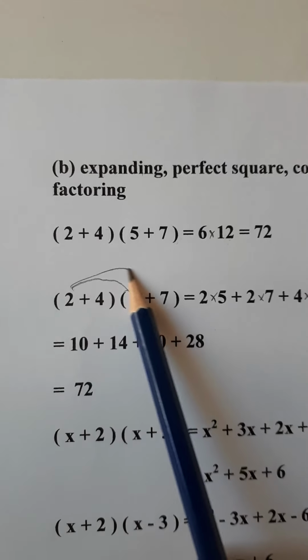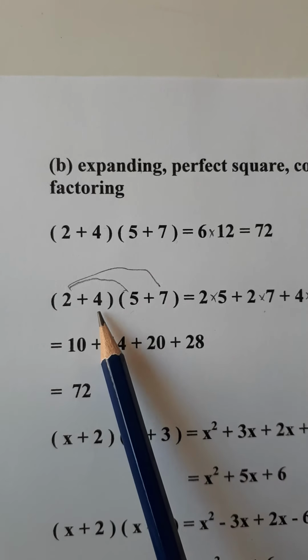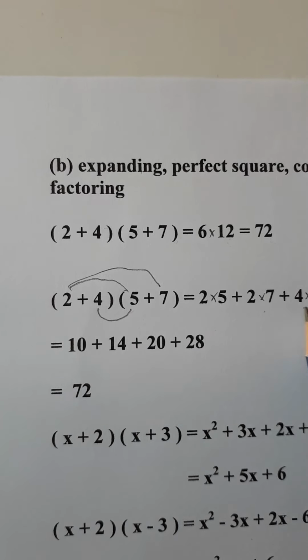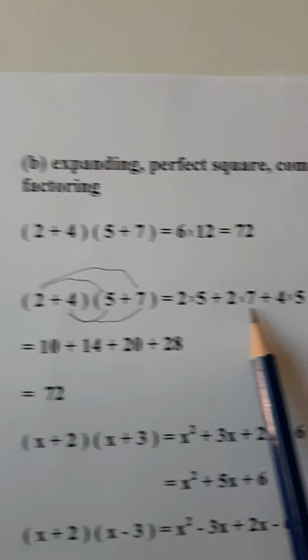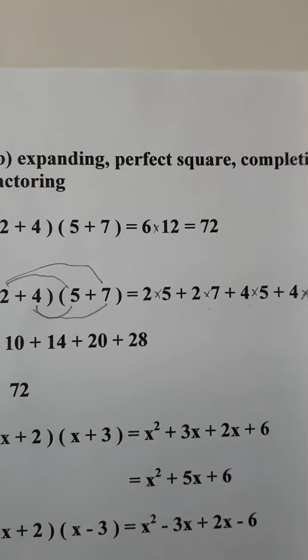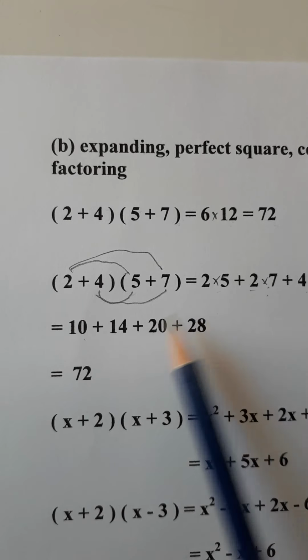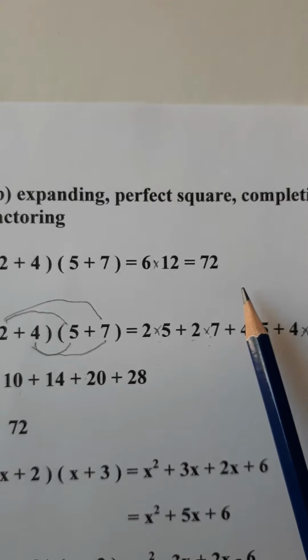And then 2 and 7 plus, then we go to this number at the bottom, 4 times 5, then 4 times 7, and then add all these together. 2 times 5 is 10 and 14 and so on, and you end up with the same answer as before.